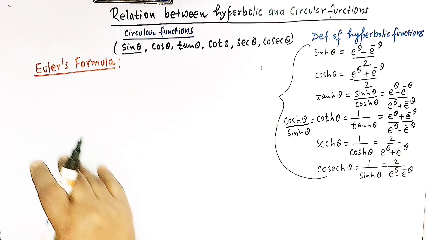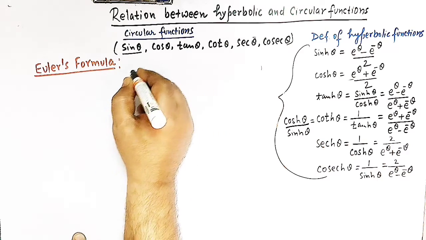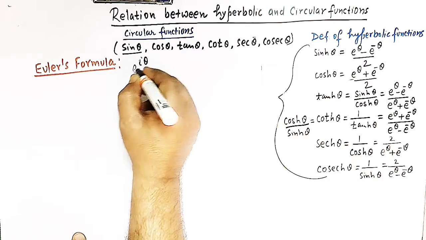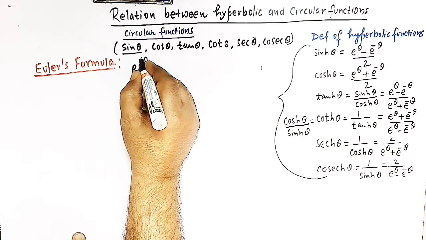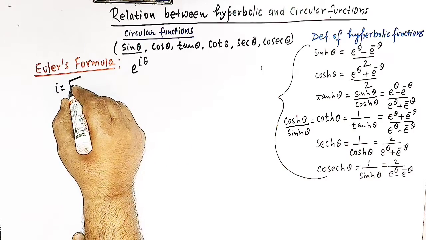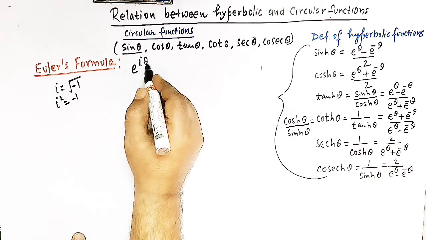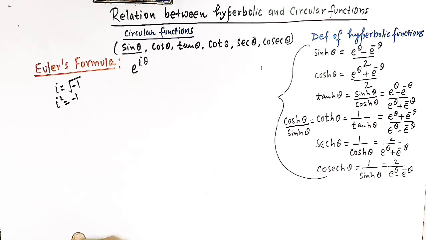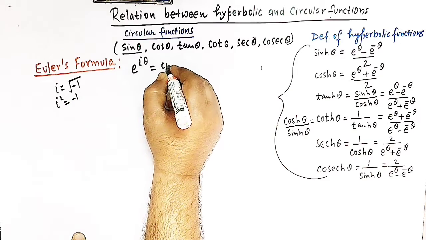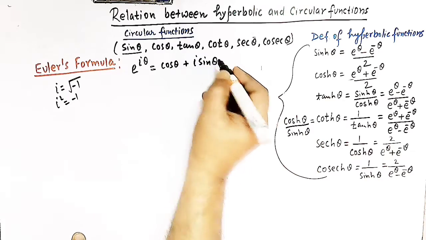So now let us start with the famous Euler's formula. Now the famous Euler's formula states that we have e raised to i theta, where this i is the iota, that is equal to the square root of -1, or i square is equal to -1, and theta is real or complex. And we can now write e raised to i theta as cosine theta plus iota sine theta, right?